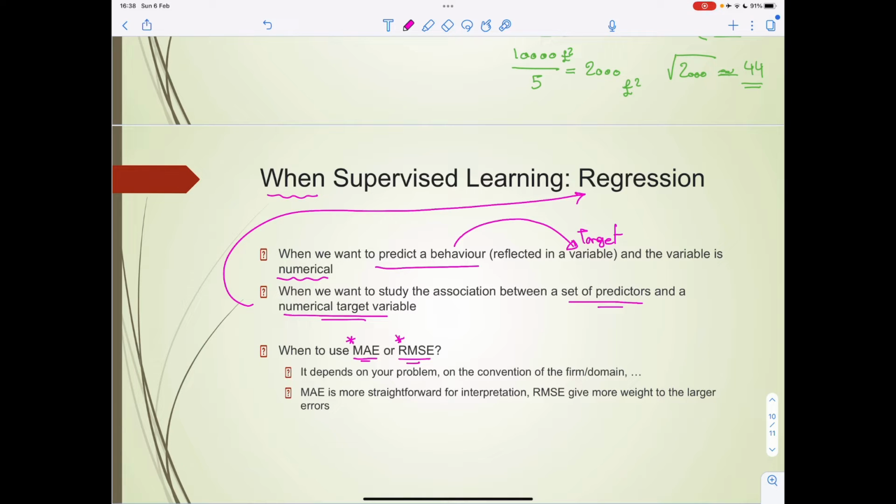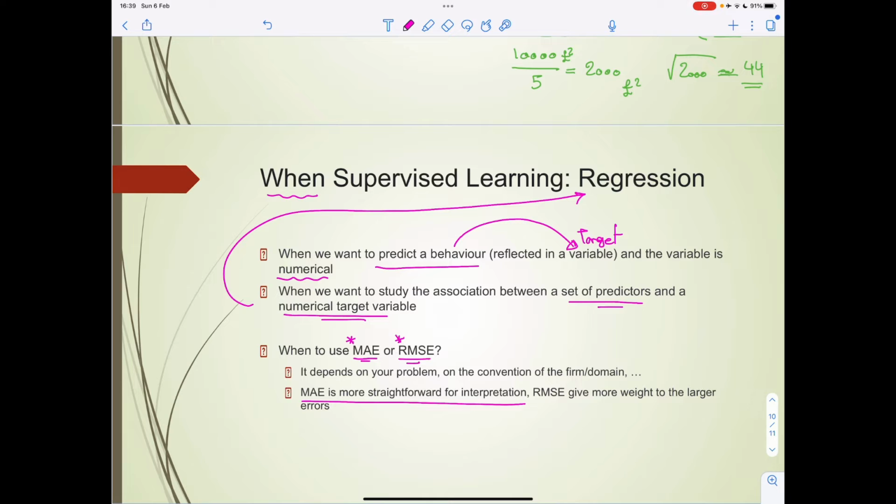Mean absolute error is more straightforward for interpretation. It's very easy to interpret this value. It is the average distance of predictions from the target. That's all. Root mean square error is a little bit less straightforward to interpret.